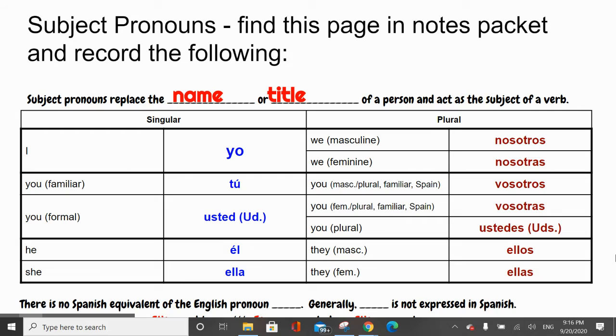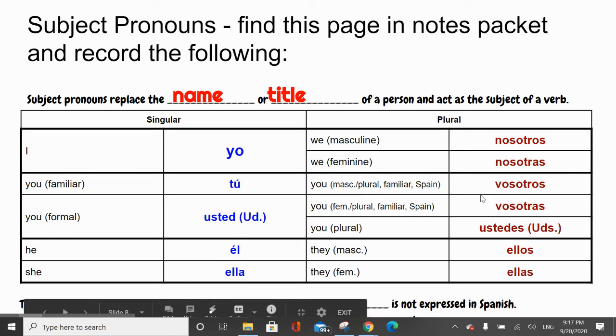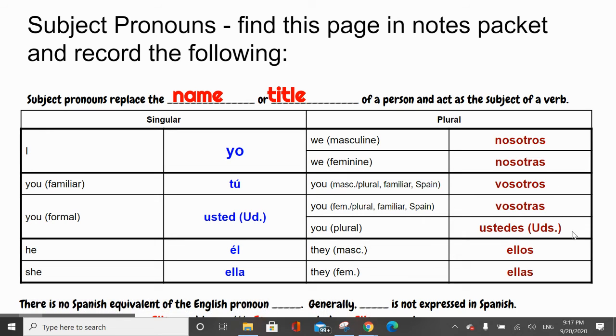You masculine plural, or just masculine familiar, in Spain, they say vosotros instead of you all. That's how they say you all, or y'all. And then you feminine plural familiar in Spain is vosotras. You plural is ustedes. That just means you all plurally. And it also is formal in Spain. And only in Spain do they use the vosotros and vosotras, this stuff right here. They only use it in Spain. Otherwise, you can use ustedes for all of you.